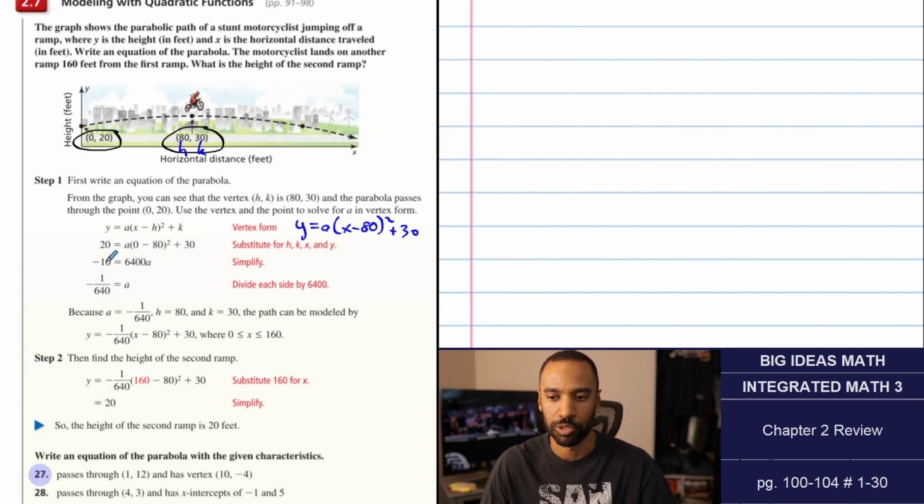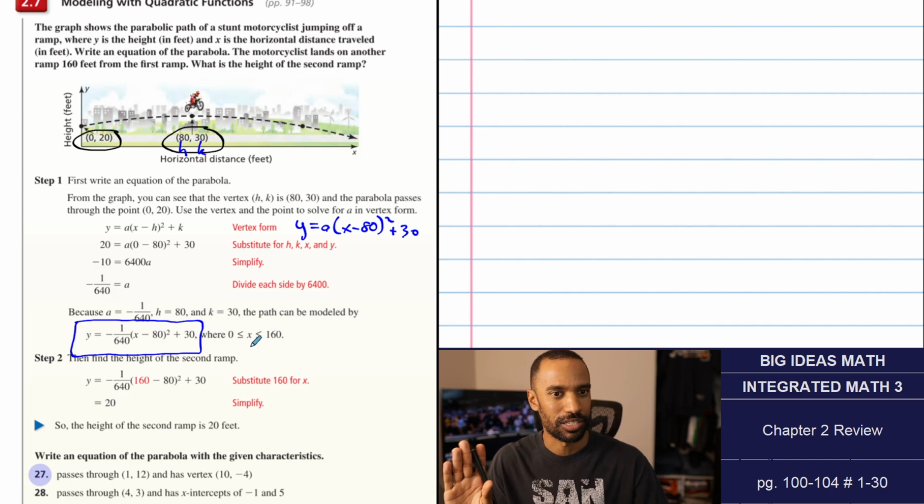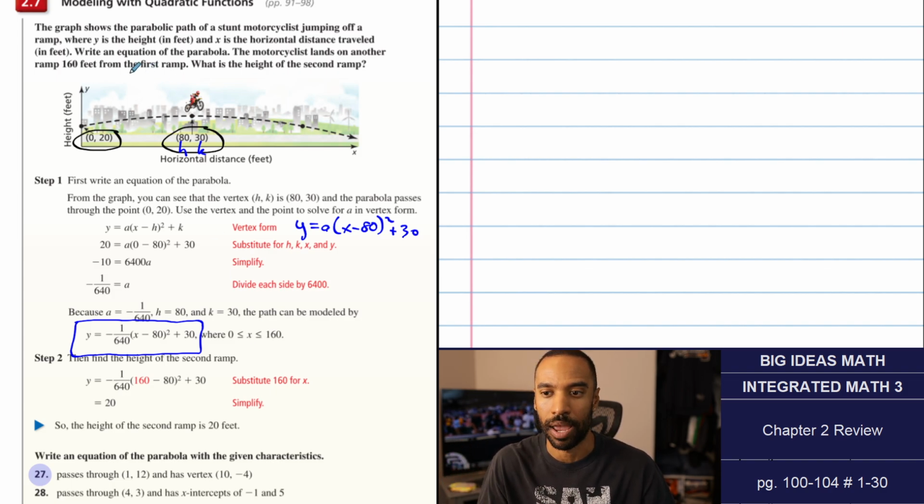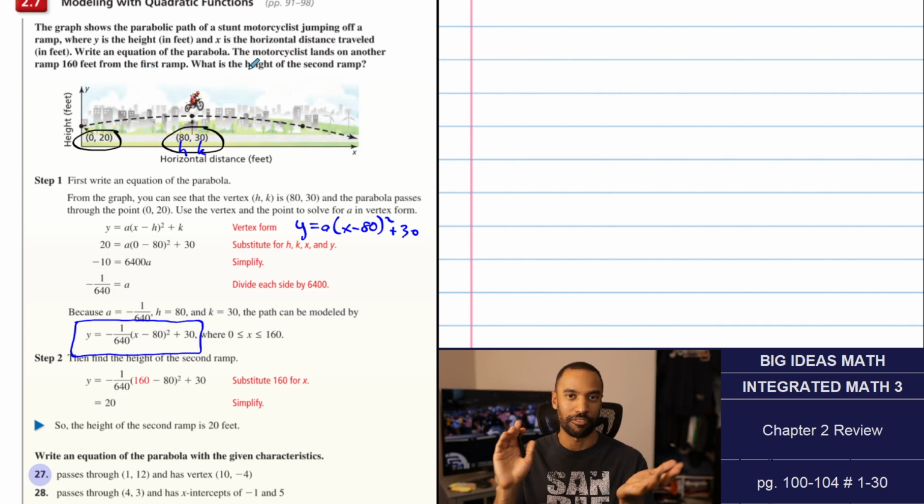They subtract 30 from 20 to get -10, and they divide by 6,400, and they get a is -1/640. So now their final equation looks like this, and it models the motorcyclist's jump path. And then they also come up with a domain. They didn't yet establish how this domain is provided. So the ramp that they hit is 160 feet from there. After that, the model's done.